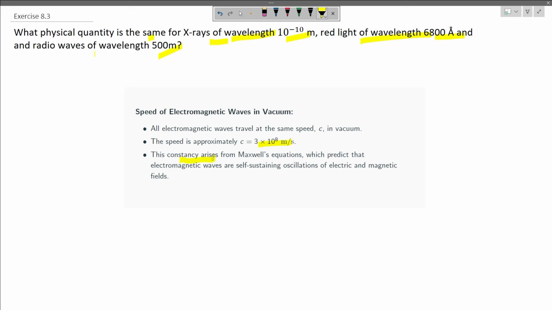Now this constancy arises from the Maxwell equation, which predicts the electromagnetic waves are self-sustaining oscillations of electric and magnetic fields. We also know that c, or the speed of electromagnetic wave, is equal to frequency times lambda. So this speed is going to be same. What changes is wavelength or the frequency.